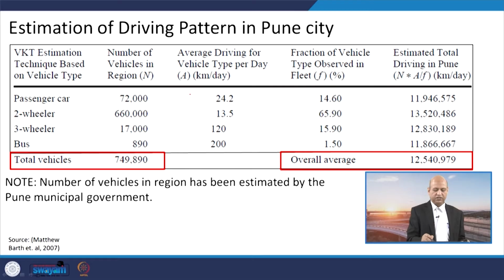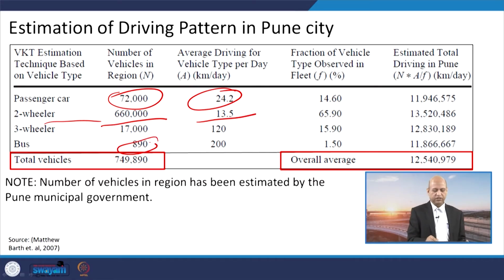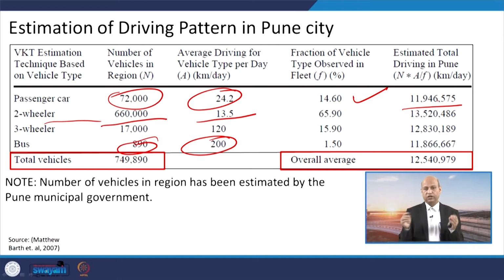Okay. So passenger cars, a population of 72,000, were driven around 24 kilometers per day. Two wheelers, population 6,60,000, around 30.5 kilometers per day. So those kinds of data have been calculated. Buses, 890, at 200 kilometers per day. Similarly, the fraction of vehicles and estimated total driving pattern, you can see the fraction and their kilometers per day, the total after multiplying. So the overall average is this much and the total vehicles are this much.